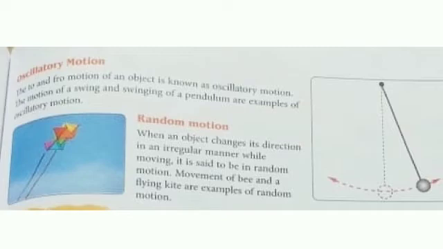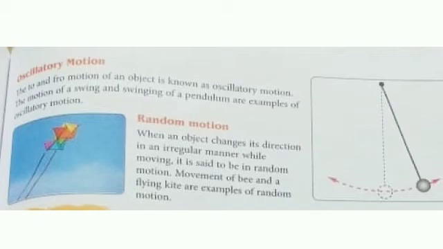Just remember the examples. Swinging of a pendulum and motion of a swing. These are the examples of oscillatory motion. And last one is random motion. Random, the name itself tells random, means not in a regular manner. When an object changes its direction in an irregular manner while moving, it is said to be in random motion. Movement of a bee. A bee is an insect, and you see they are moving just randomly. A flying kite goes up and comes down, again goes up, comes down in a random motion. These are examples of random motion.